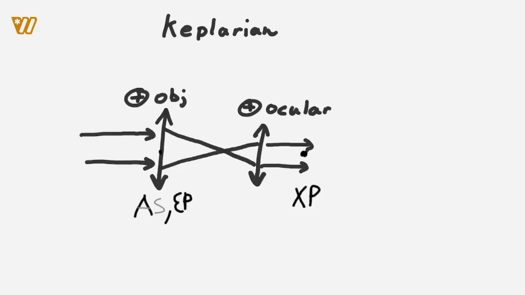Now, number 4: the exit pupil for a Keplerian telescope is located outside the telescope. So where is the exit pupil for a Keplerian? It's located outside the telescope, behind the ocular lens.